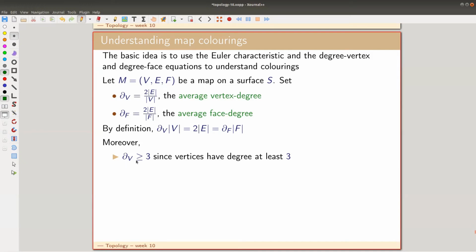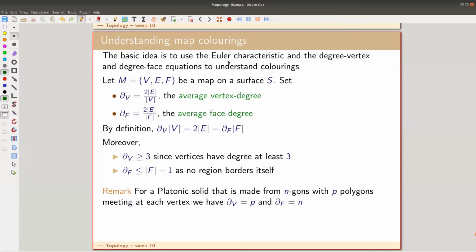So certainly the average vertex degree is at least 3 because of this assumption. But anyway, the second assumption, no region has a border with itself, implies that the average degree of a face is one smaller than the number of faces. So that should be true, and it actually is. It follows from the other assumption. And here comes my remark, but we'll go back in a second.